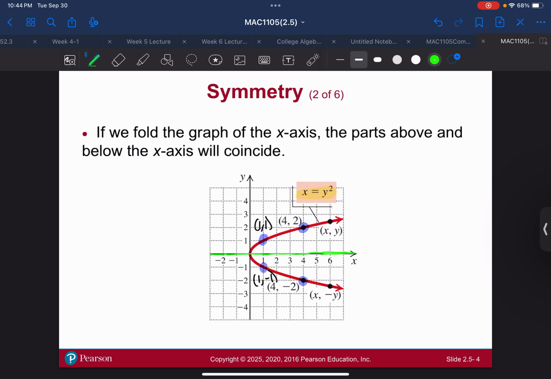which visually makes sense because here's my x-axis in green, and if I fold that graph over the x-axis, then it'll fold on top of itself. So that would be my line of symmetry. That's what cuts that shape in half. And that line would be the line y equals 0.